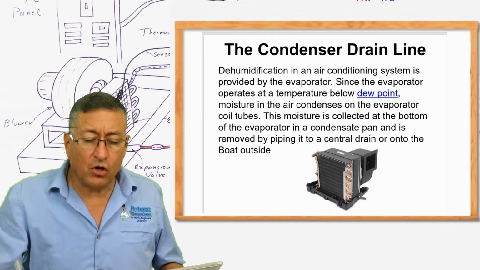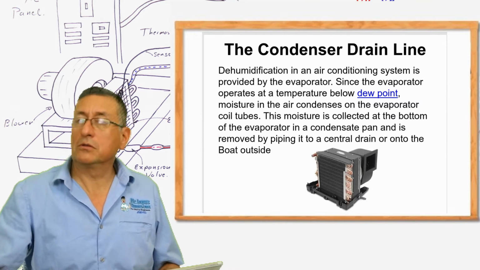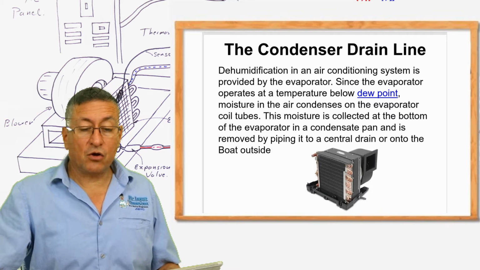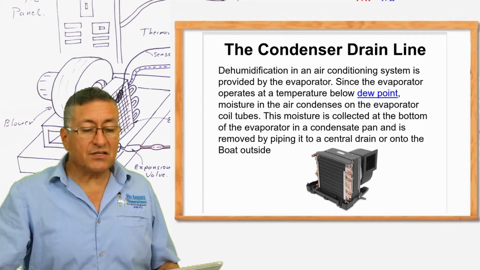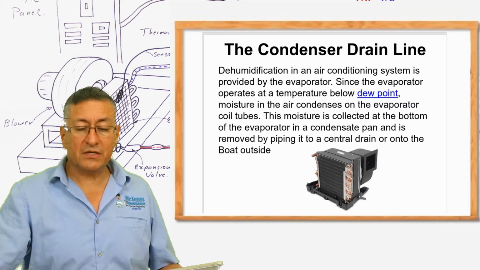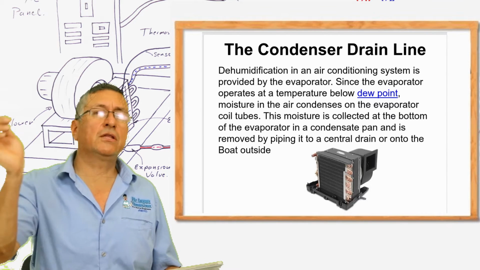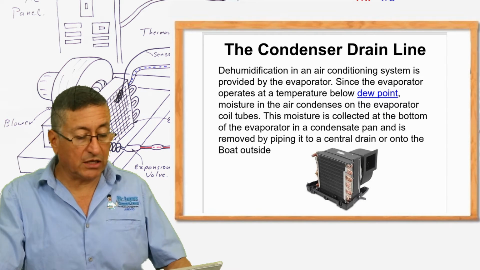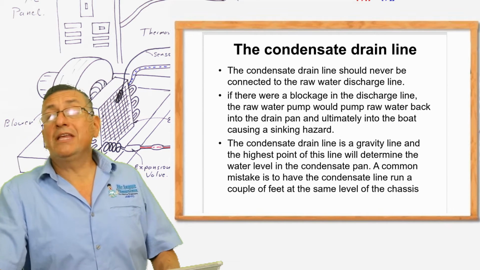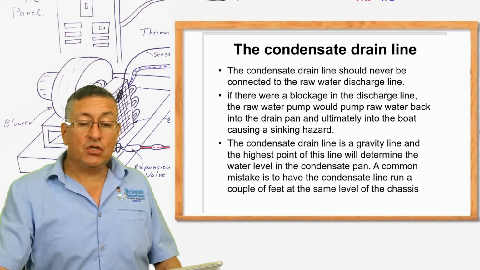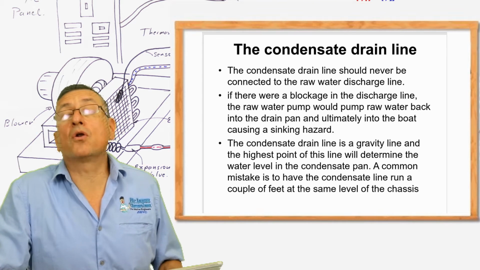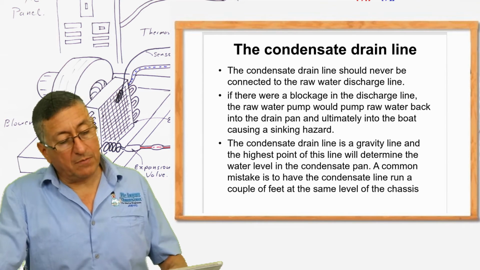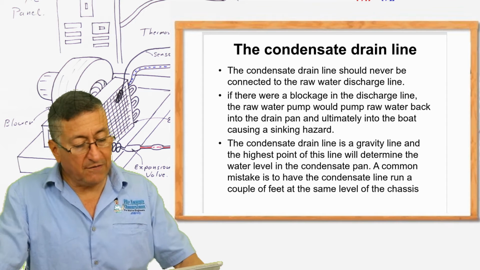The moisture is collected at the bottom of the evaporator, of course, in a condensate pan, and is removed by piping into the central drain or outside to the boat. Yeah, in some cases people drain that water outside of the boat. The condensate drain line should never be connected to the raw water discharge line. Okay, my friend, be careful with this because this is very, very important.